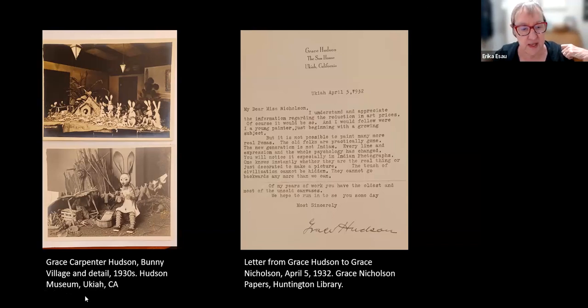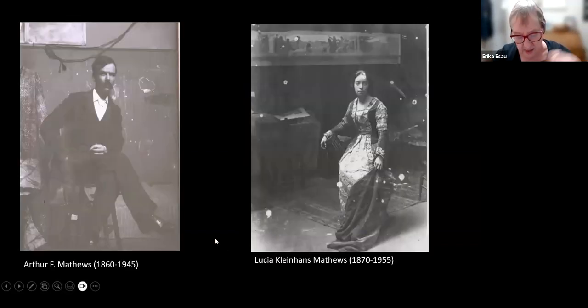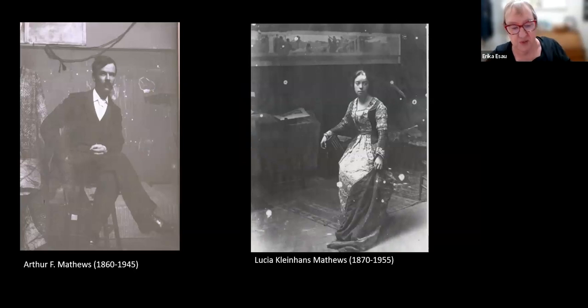More central to the self-conscious development of a Californian aesthetic style within modern art directions is the artist couple, Arthur and Lucia Matthews. And I want you to notice her. She's dressed in a Renaissance outfit, which will give you an idea of their romantic connection to past culture.